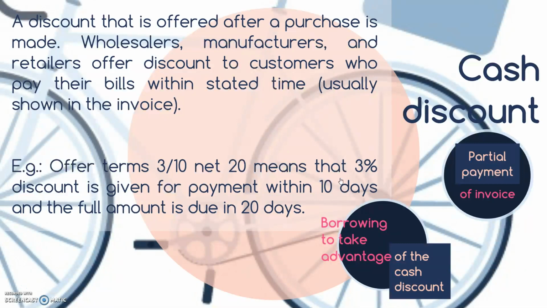Different from the trade discount, right? Trade discount is offered before you're making a purchase. You just look at the item and decide how many you want to get, and they offer you the trade discount depending on the bulk, or the number of items that you want to buy. As for cash discount, after you are making a purchase, that is one of the differences.